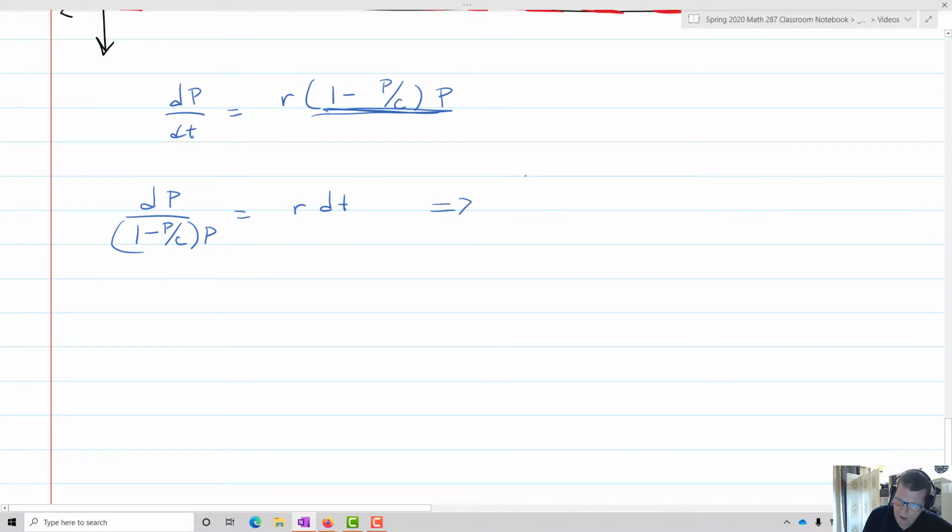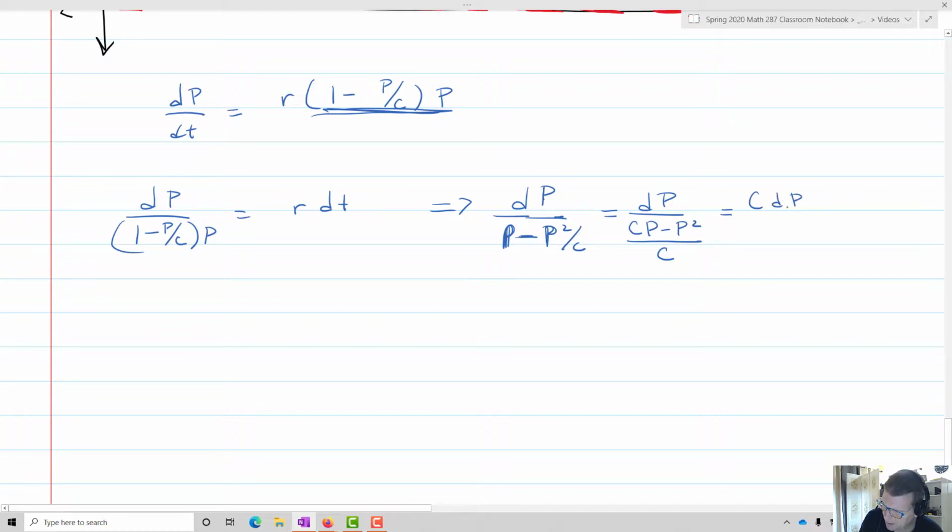Now let me rewrite this so we can see what it looks like. Using a little bit of algebra, I'm going to get dP over P minus P squared over C. And if I multiply through, I'll make this instead CP minus P squared over C. And that'll end up being C over CP minus P squared dP.